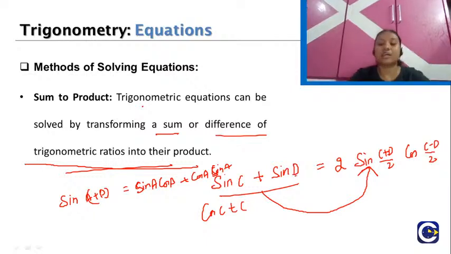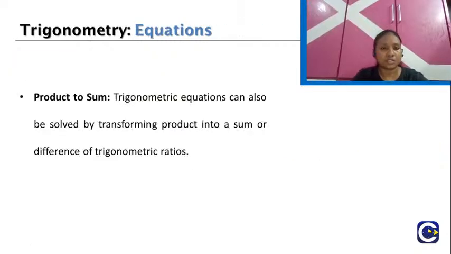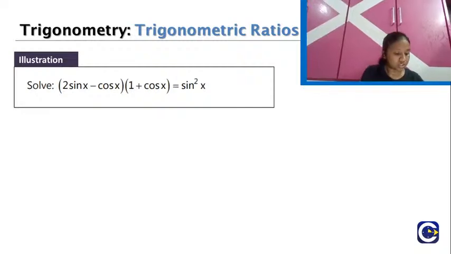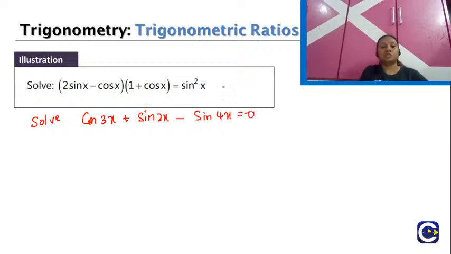So we'll just do one question here. Sorry, it's the same one. I'll just give you one more question here. Okay, let me write. This question has been repeated here. I'll just write one more question. Yeah, solve cos 3x plus sin 2x minus sin 4x is equal to 0. So just leave the previous question, we have already solved it.